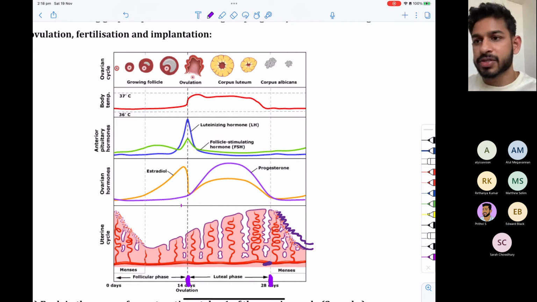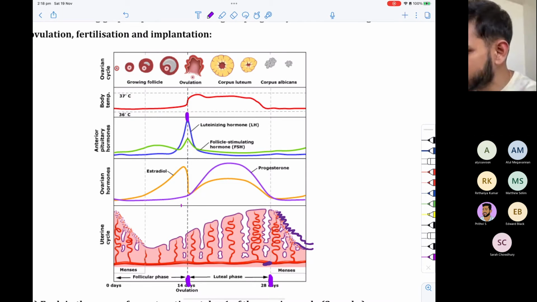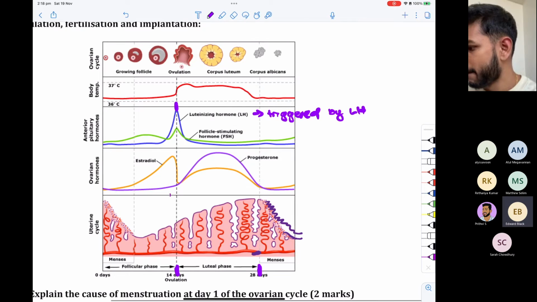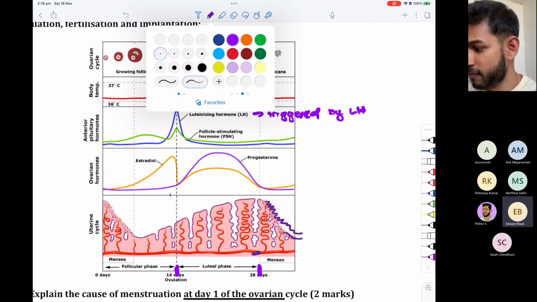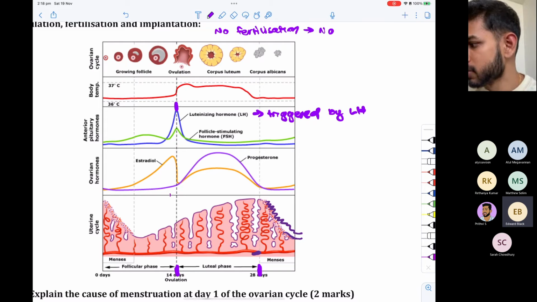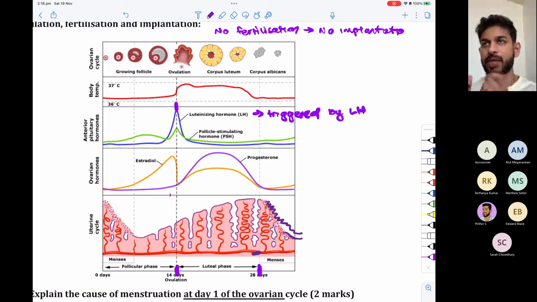Perfect, right? So Ed, take us through the most likely path. Let's say there is no fertilization, right? So we get ovulation at day 14, right? And this is triggered by LH. So take it away. What happens if there's no fertilization? There'll be no implantation either, and very good. What happens? Yeah. And what happens following that? The endometrium sheds.